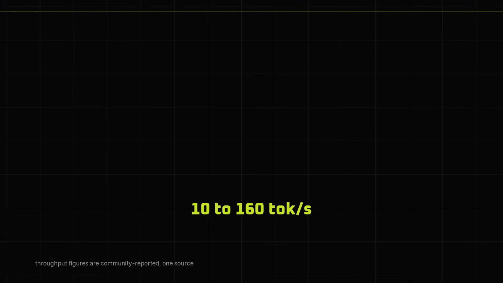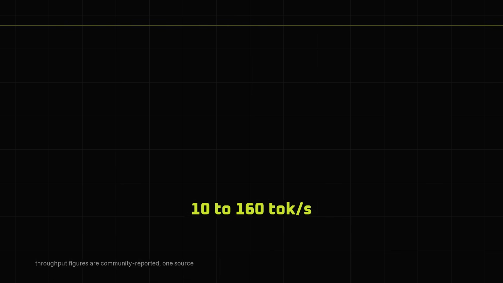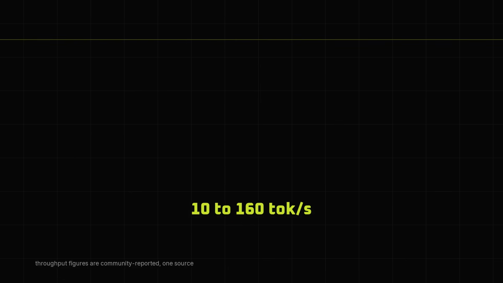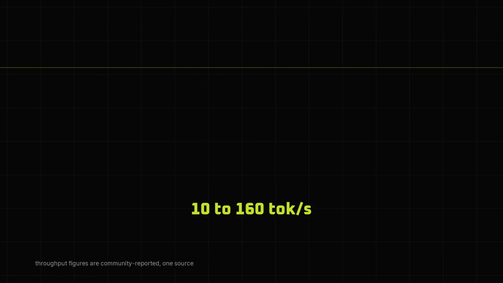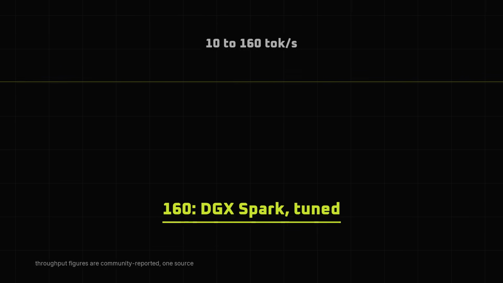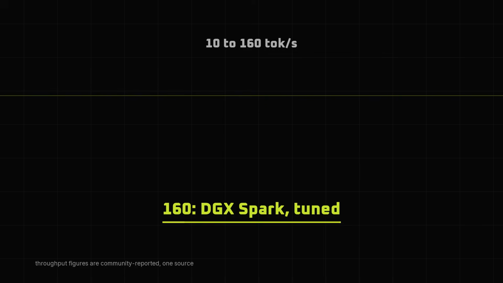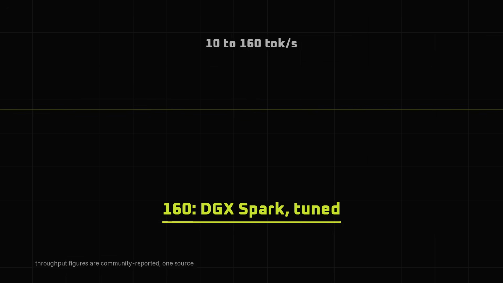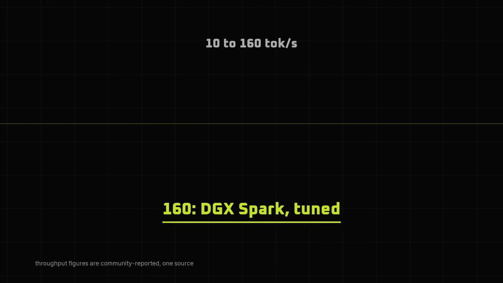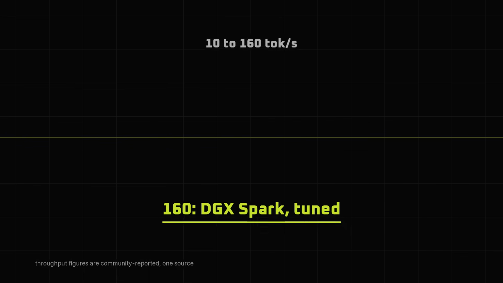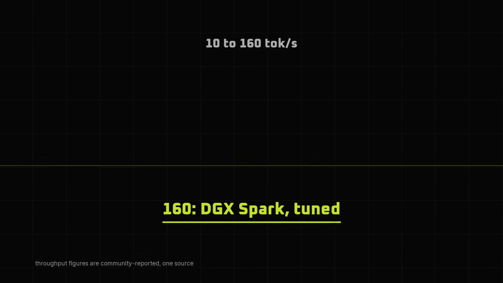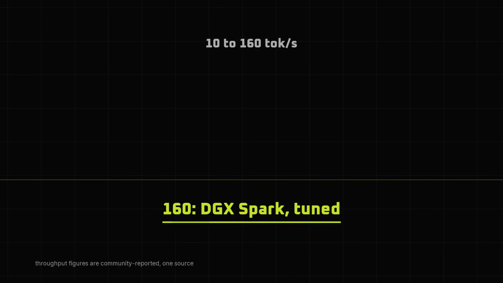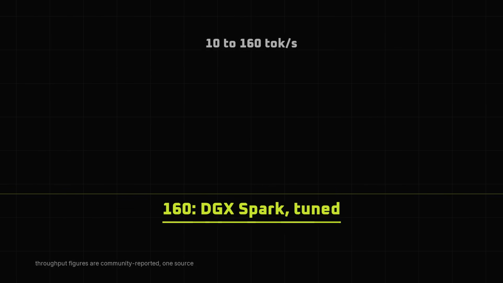Local speed runs from 10 tokens a second at the low end to 160 at the high end, depending on quantization and whether speculative decoding is on. The 160 came off an Nvidia DGX Spark with speculative decoding tuned in. I ran mine on an RTX 4090 at Q4_K_M, and it sat in the 85 to 95 tokens a second the community reports.